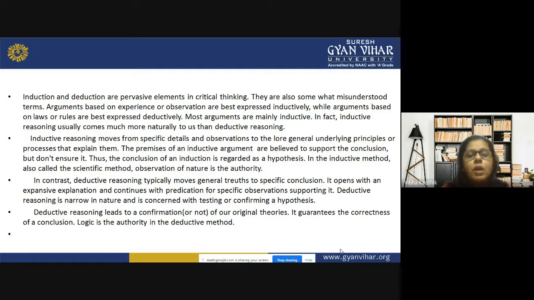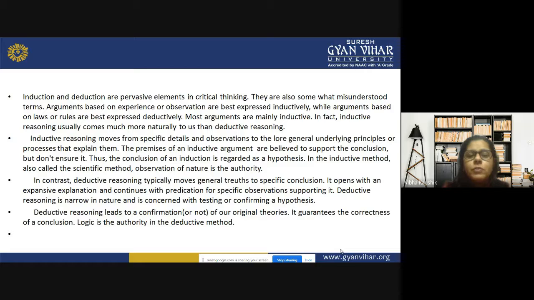Induction and deduction are pervasive elements in critical thinking. They are elements that are used in the development of critical thinking among the learner. They are also somewhat misunderstood terms, whether the argument is deductive or inductive.